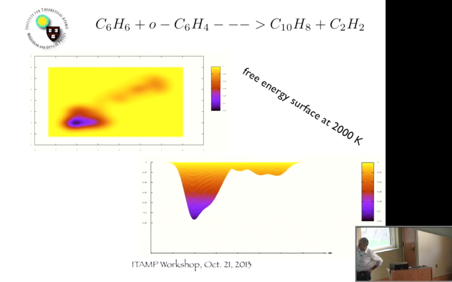So this is the potential well, the main one over here, and these are the other bumps you can see in this contour plot.